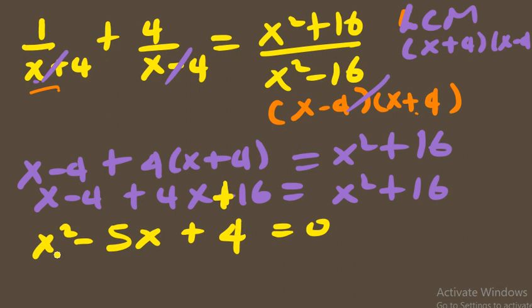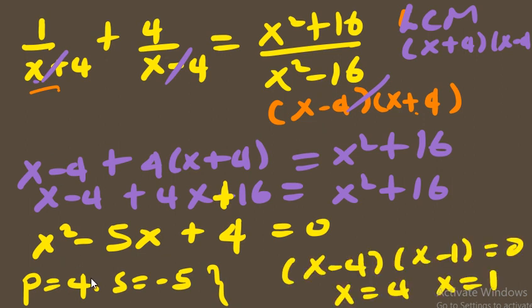So now think of two numbers with product 4 and sum negative 5. What are these two numbers? Obviously, these two numbers are negative 1 and negative 4. When you multiply them, they give you 4, and when you add them, negative 5. So x minus 4 and x minus 1 is equal to 0, because the coefficient of x squared is 1, I can directly substitute. Then finally the answer will be 4 and 1.